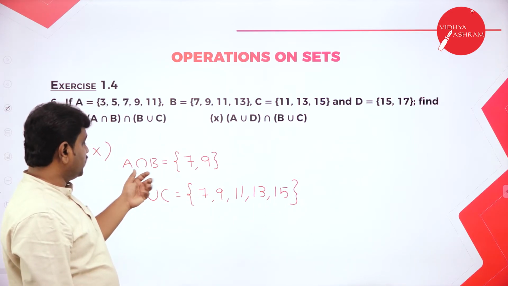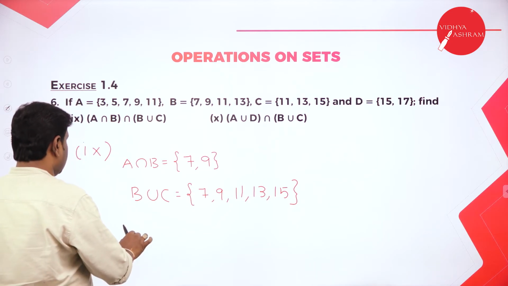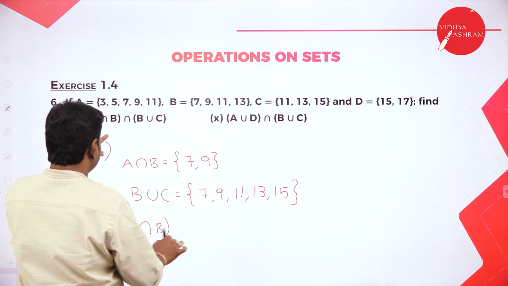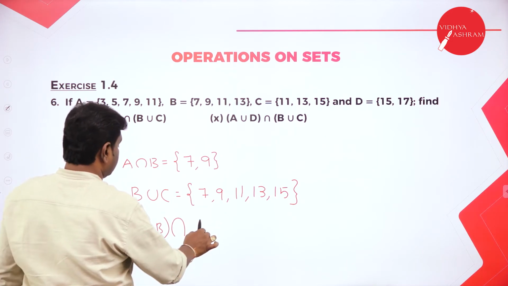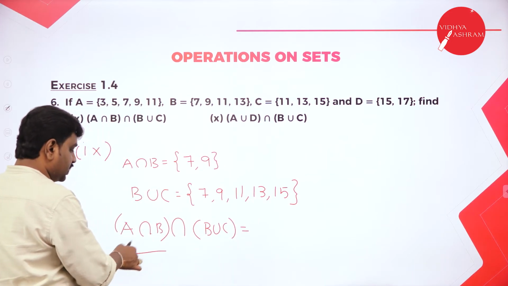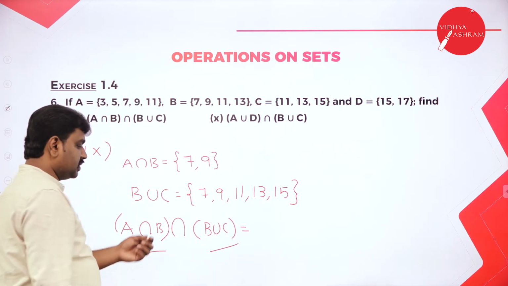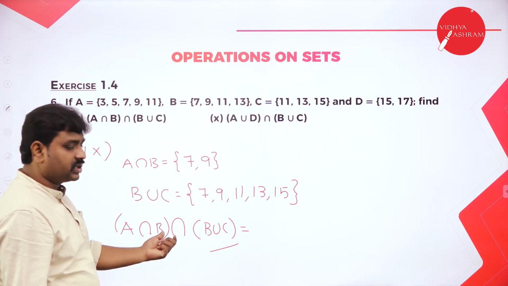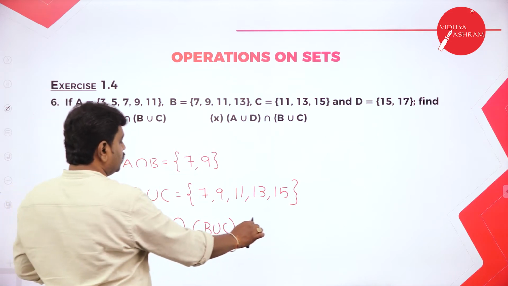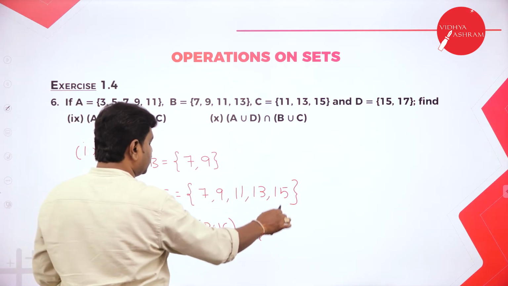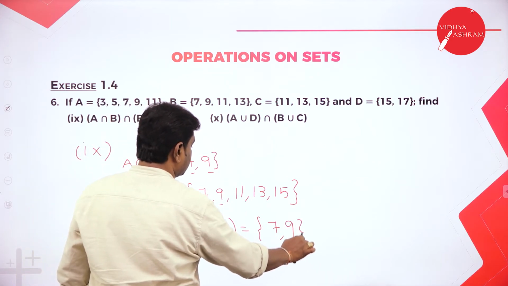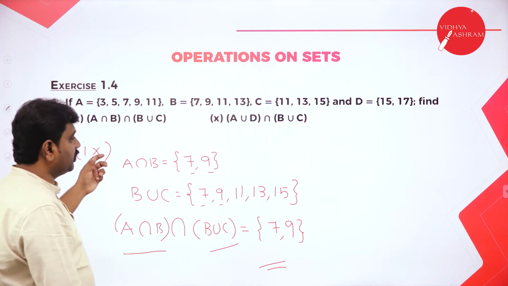Now we have A intersection B union C. Now I'll find A intersection B union C. Please understand, for this set and this set, you should write the common elements. What is meant by intersection? Common elements of these two. So for 7, 9 and 7, 9, 11, 13, 15, what is common? These two are present in both. So 7, 9 is the answer. This is the answer for problem 9.